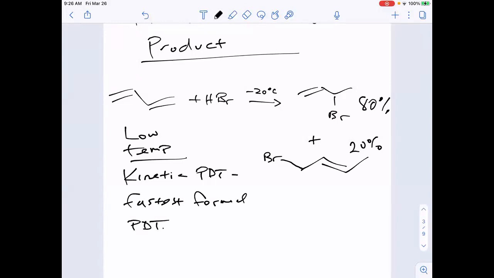You only see this phenomenon, kinetic versus thermodynamic product, if there's a competition between two potential products. If there's a competition, then sometimes you'll see this kinetic versus thermodynamic. The kinetic product is not necessarily the most stable, but it's the most readily accessed. So at low temperatures for this reaction, the kinetic product predominates because the 1,2 attack is faster than 1,4 attack, or direct attack is faster than resonance attack.